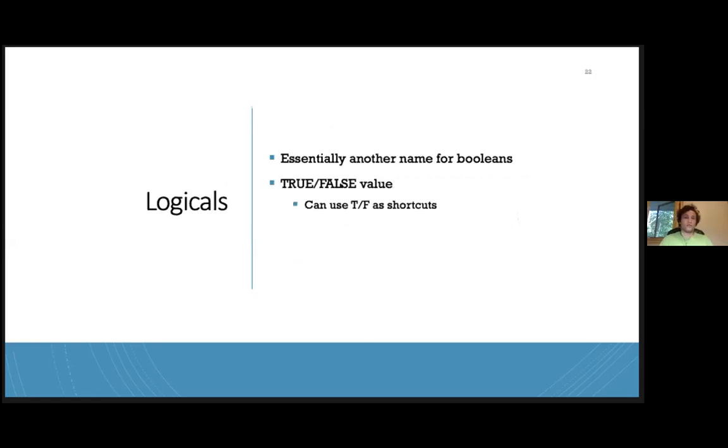So starting with logicals, these are essentially just another name for Booleans. They just return true or false values, which you can shorten to T or F rather than the full TRUE and FALSE. And again, logical values are stored as integers internally. So 0s for false and 1s for true. Like I said, logicals are effectively just Booleans.